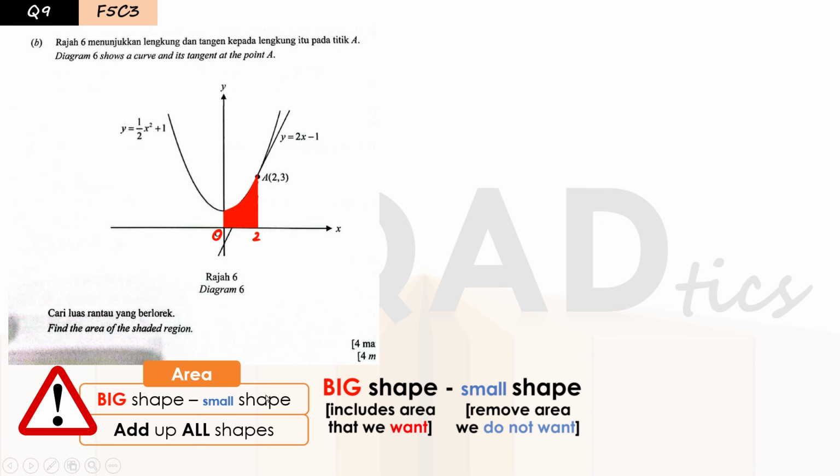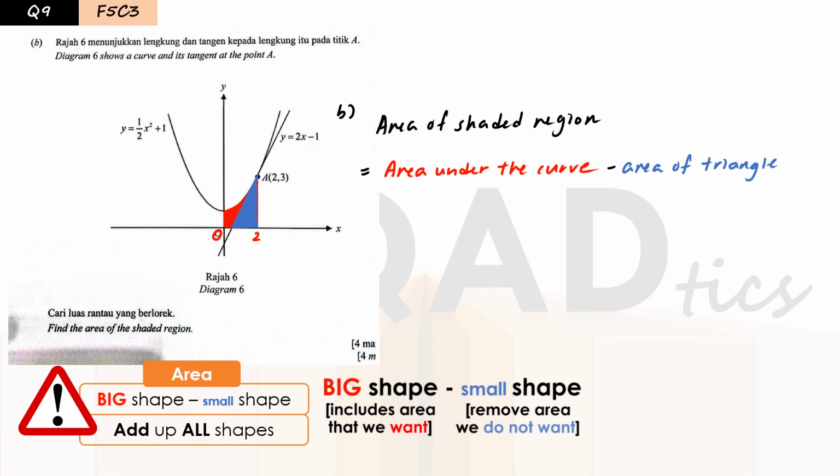Small shape would be the recognizable shape that includes the area that we do not want, which is this part here. And if you can recognize, this is actually a triangle, right? So our small shape would be this triangle here. So to find out the area of the shaded region, it would be the area under the curve minus the area of the triangle. Okay? So this is how we use the big shape minus small shape way.